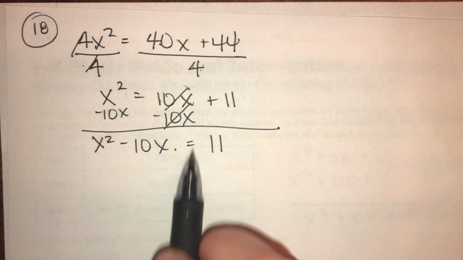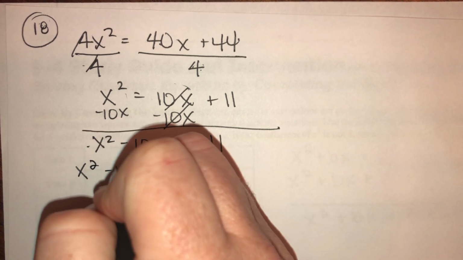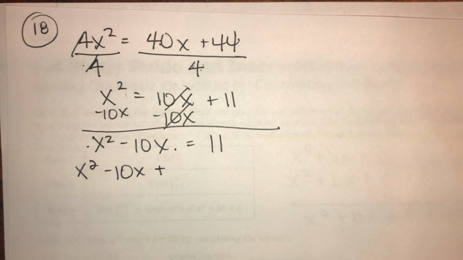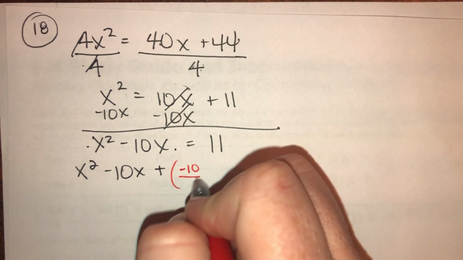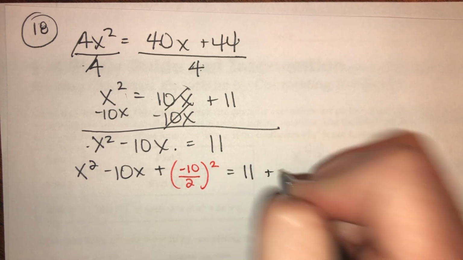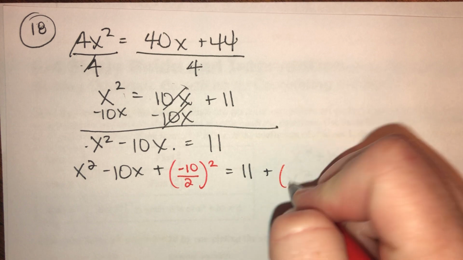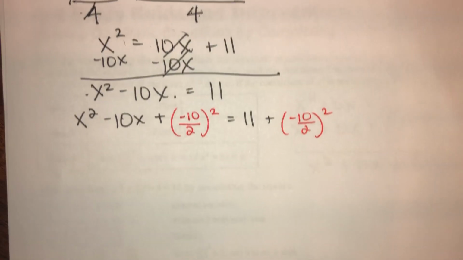Now I need to add in a third term to make this a perfect square trinomial. So x squared minus 10x plus, and then I'm going to take that negative 10 here in front of the x, divide by 2, and square it. And I got to add the same thing on the other side of the equal sign. Okay, so when I simplify this, I'm almost done.